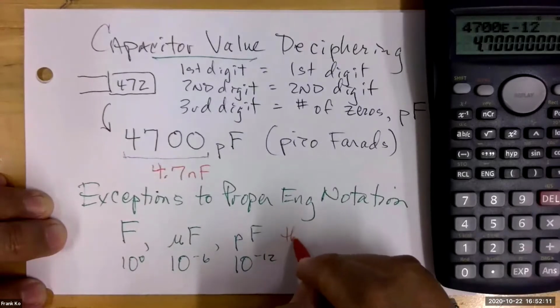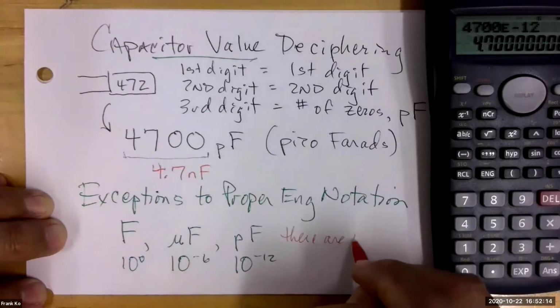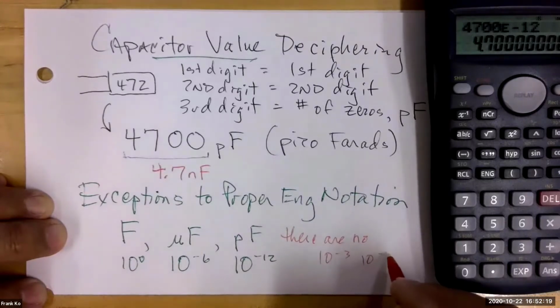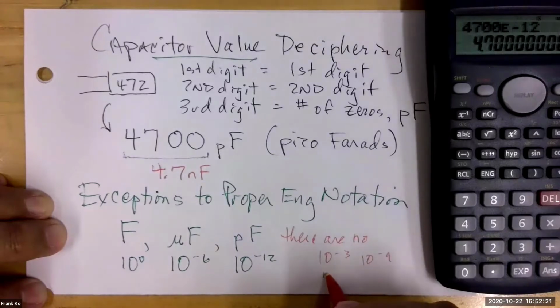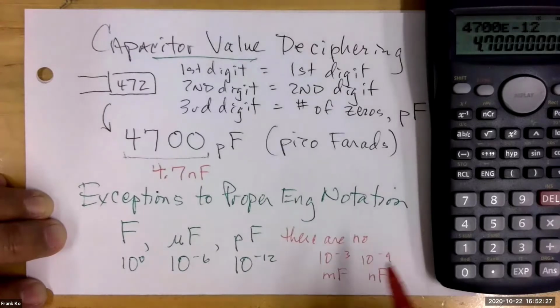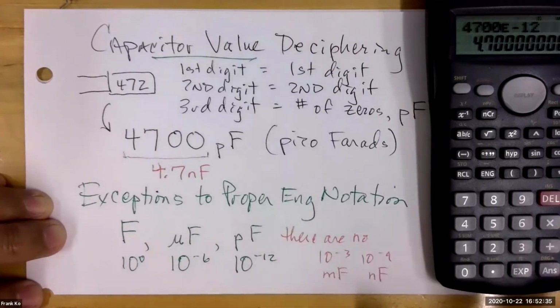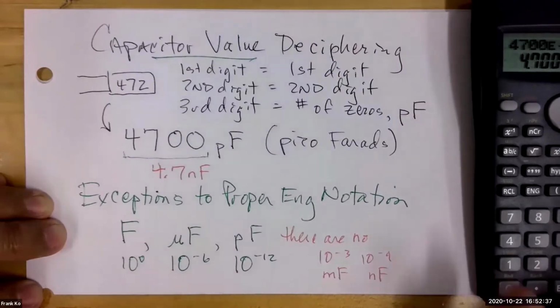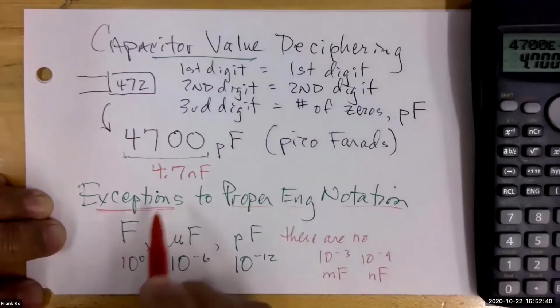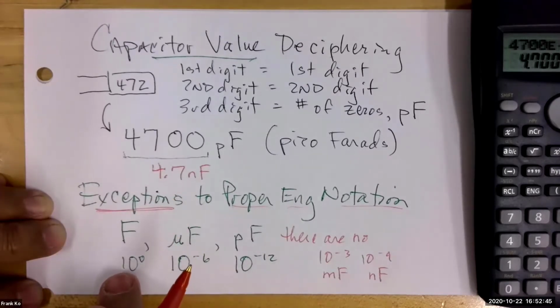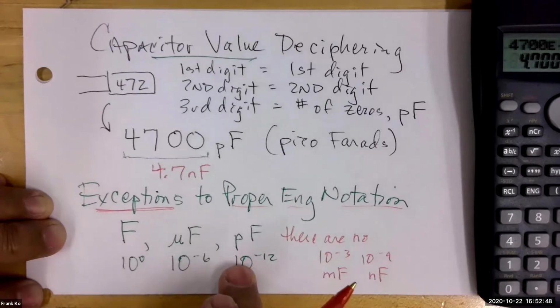There are no 10 power negative 3s, 10 power negative 9s. So in other words, there's no millifarads and there's no nanofarads. Those units are non-standard in the world of capacitors. So even though we have been trained since the first day we've been together to use proper engineering notation, capacitors do represent an exception. And that exception is we're going to stay with farads, microfarads, or picofarads.